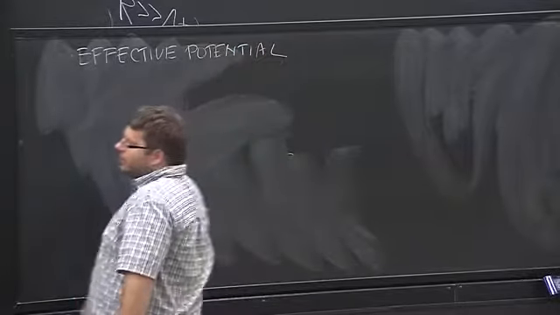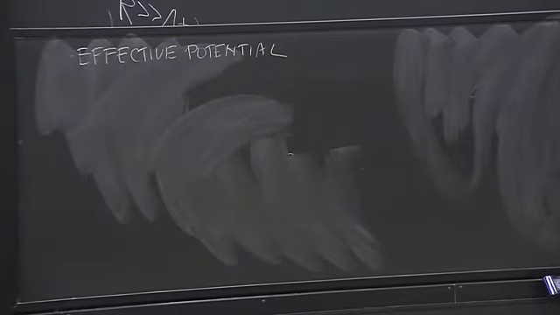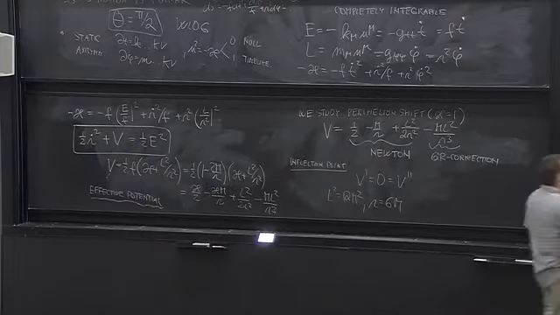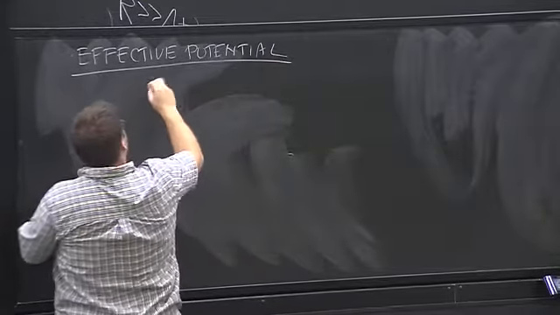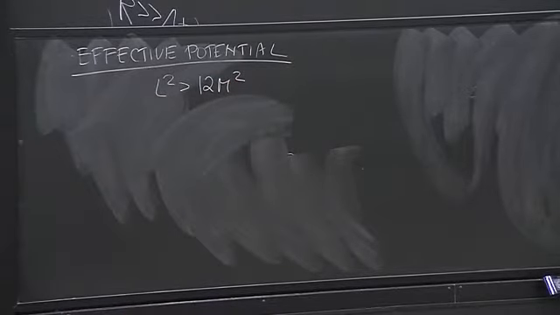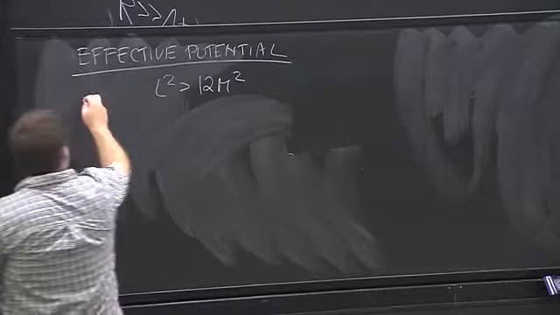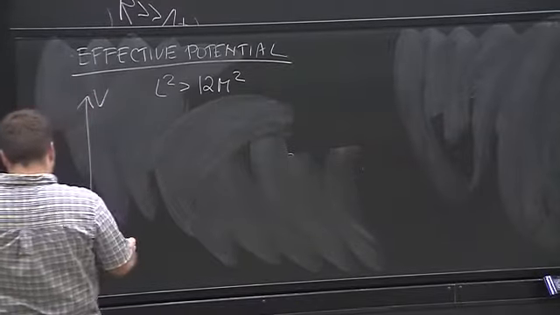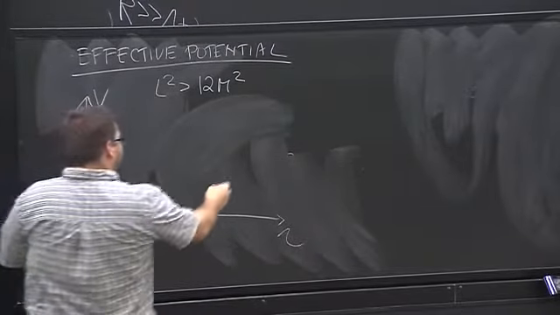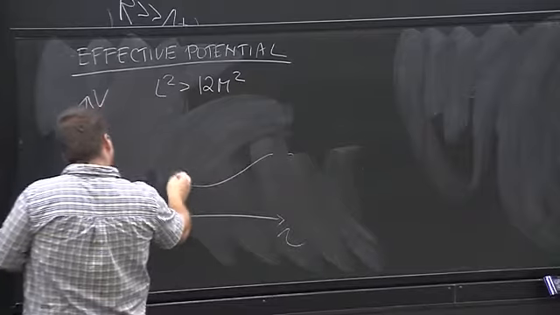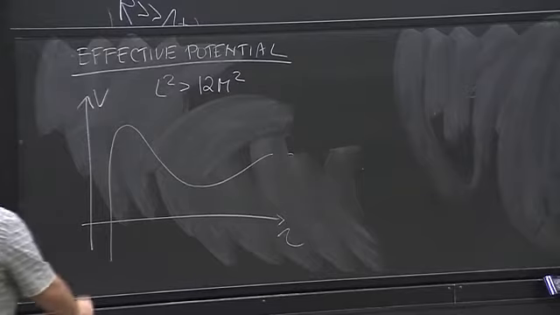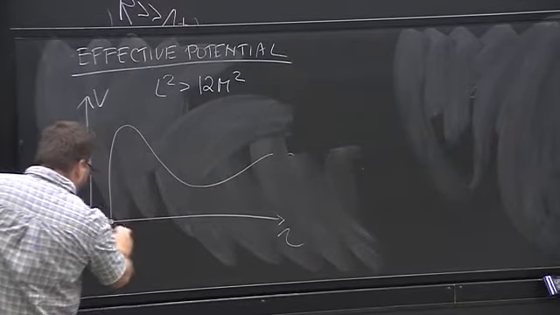And then you will have two cases. Either L square is bigger than 12m square or it's smaller. So now if you plot it, case 1 is when L square is bigger than 12m square. That actually means that you will have a maximum and a minimum. So this is your potential V, and this is my r. What you will find is that there is a minimum, then there is a maximum, and then it goes like this. The value here is 2m.